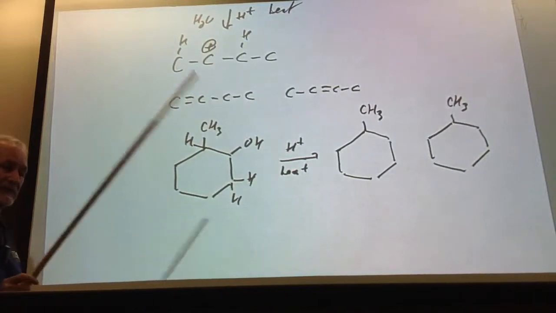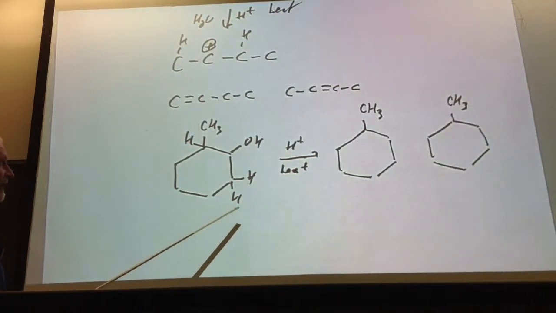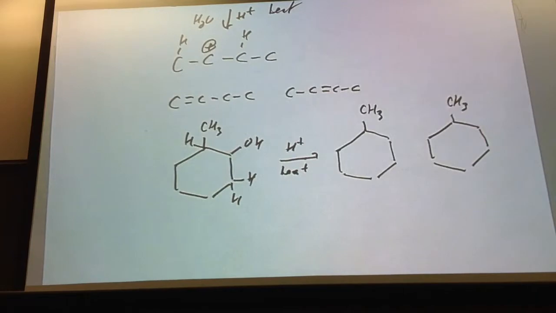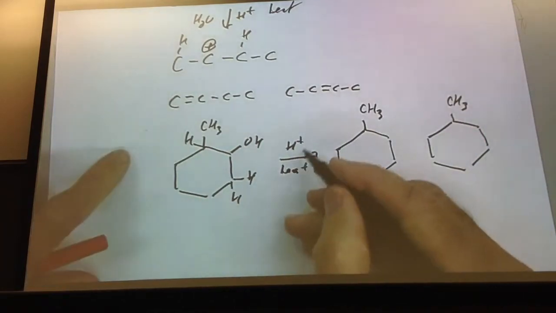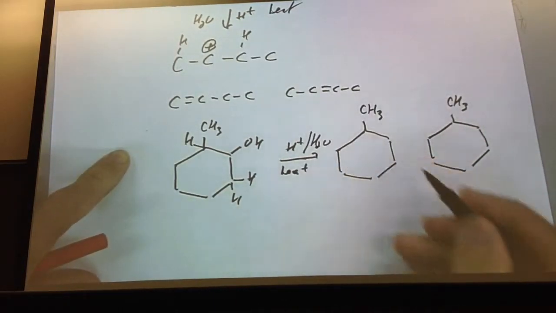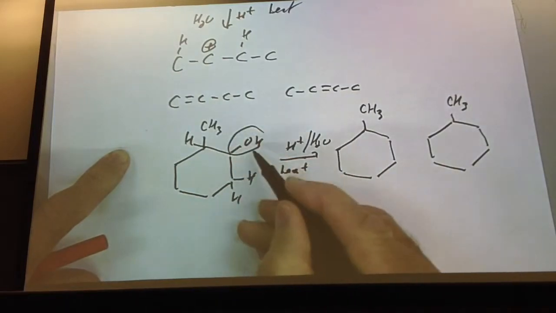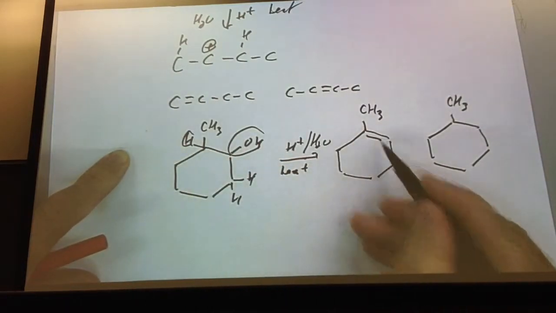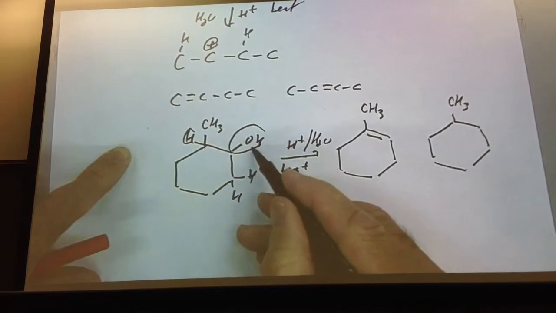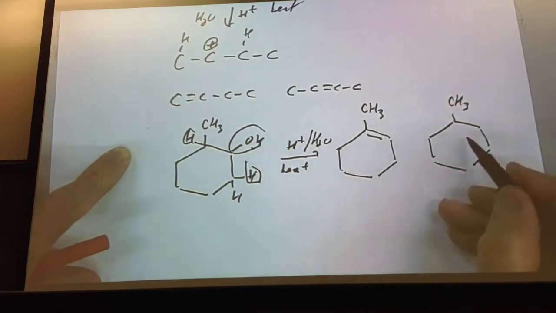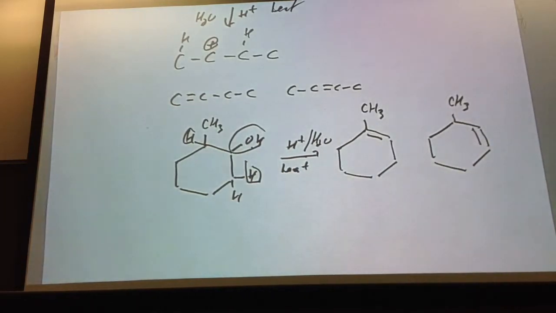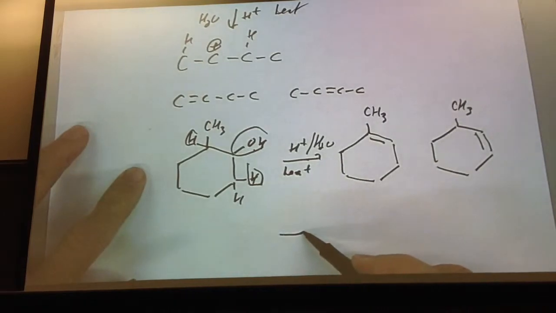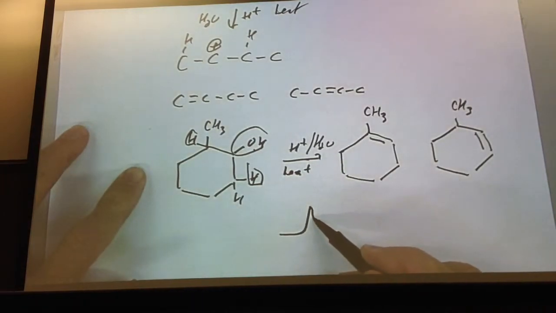Only if it's E2 do you have to worry about it. This is done with a little bit of water added too. Anyway, if you lose this OH and this H, you get this product. And if you lose this OH and one of these two H's, you get this product. And you got both, because remember when you did the gas chromatograph.